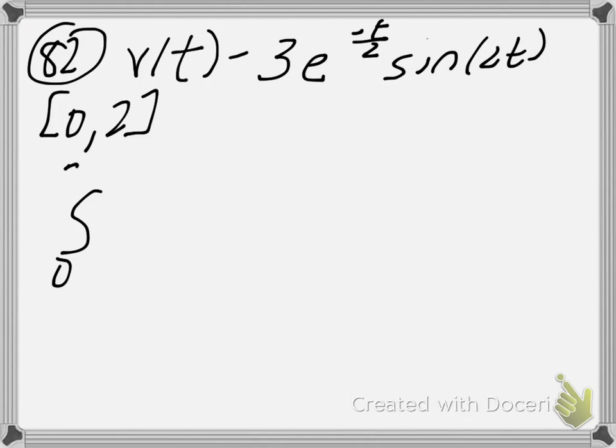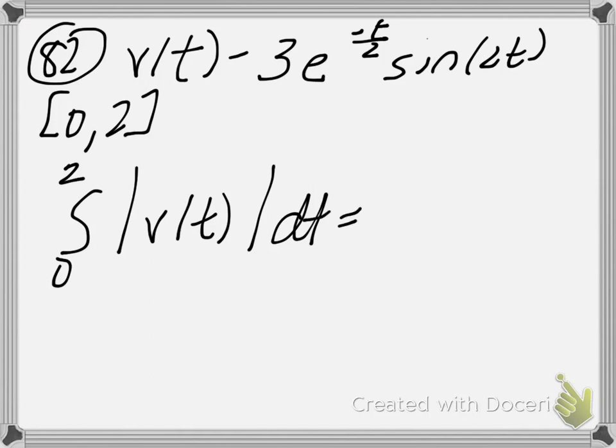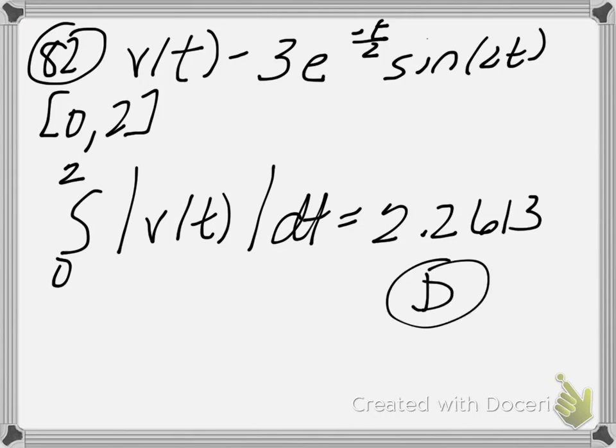So it's just going to be from 0 to 2, the absolute value of the function. You're going to put that into your calculator, and you get 2.2613, and that was choice D.